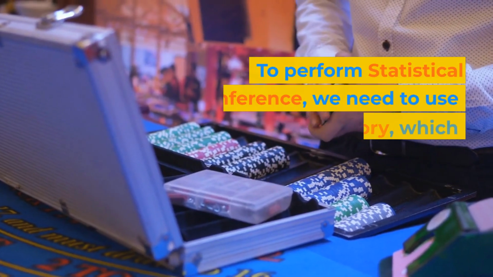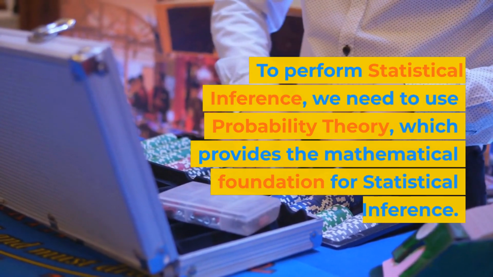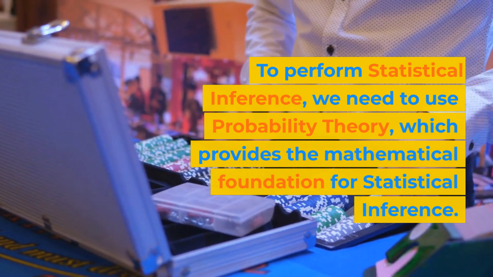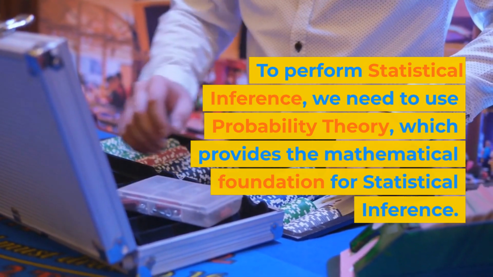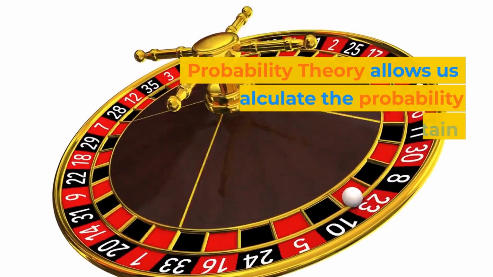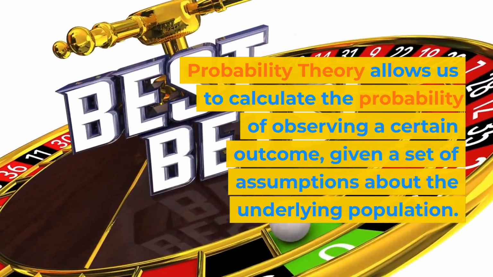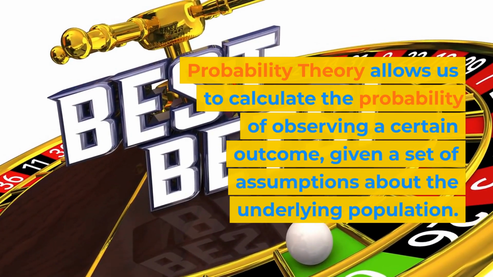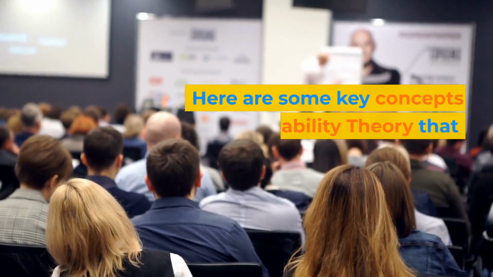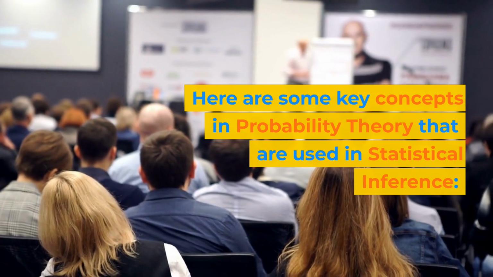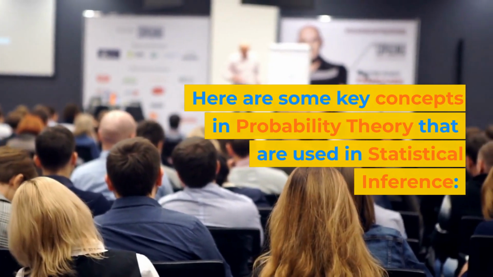To perform statistical inference, we need to use probability theory, which provides the mathematical foundation for statistical inference. Probability theory allows us to calculate the probability of observing a certain outcome, given a set of assumptions about the underlying population. Here are some key concepts in probability theory that are used in statistical inference.